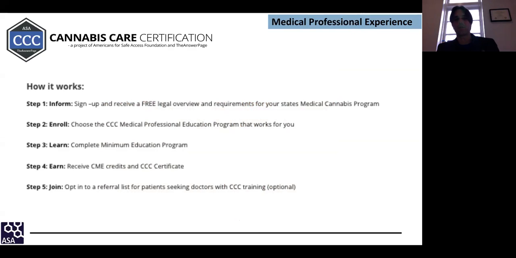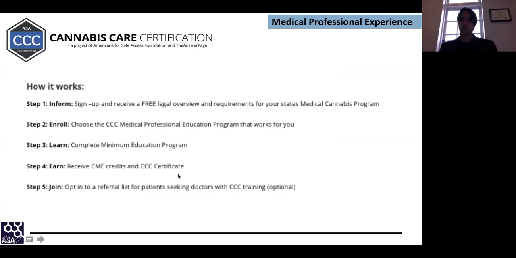And so for doctor education, it's very similar. We'll show you some examples of this, but basically when you sign up, you'll get the free overview of your program, and you choose a medical professional education program that works for you, and you'll be linked to the Answer page portal where you'll start a free account and begin the minimum education program.